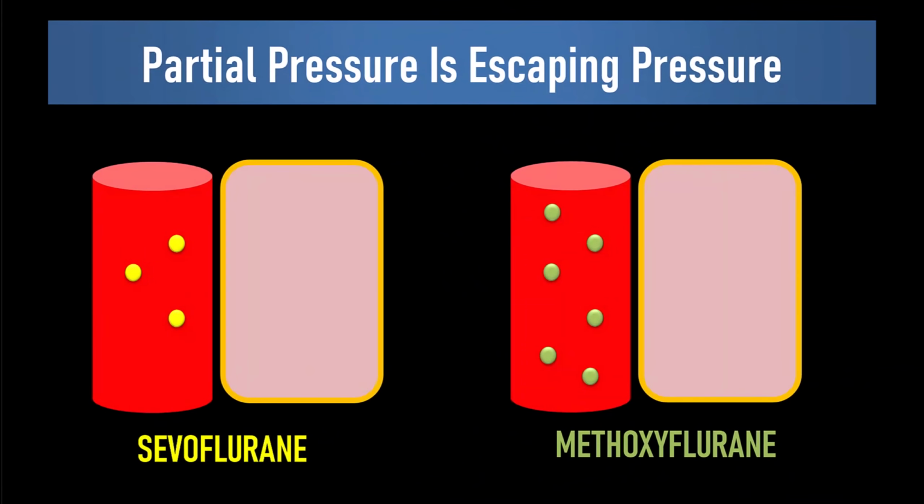Let me illustrate this. Partial pressure reflects the tendency of the gas to escape from one realm, the blood, and enter the other realm, the brain. For sevoflurane, even though the blood concentration is low due to low solubility, the partial pressure is high because it wants to get out of the blood, so molecules rapidly move. Methoxyflurane molecules are very comfortable in the blood, like the guy in the jacuzzi. They don't want to escape even though the concentrations are high, so the partial pressure is low and the uptake to the brain is slow.